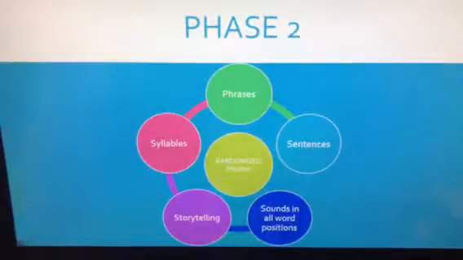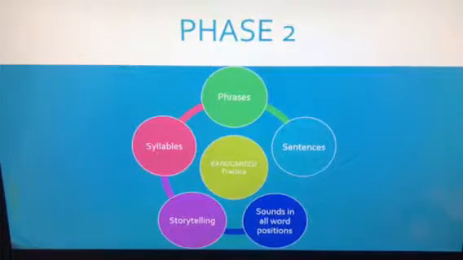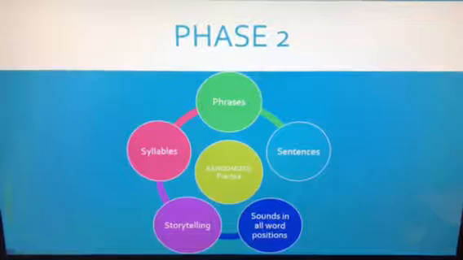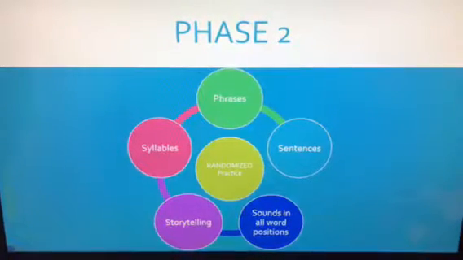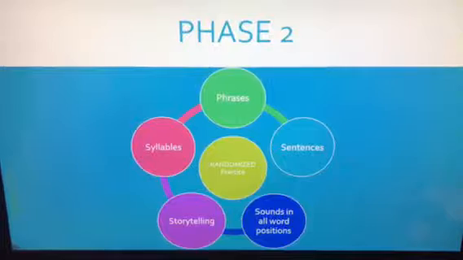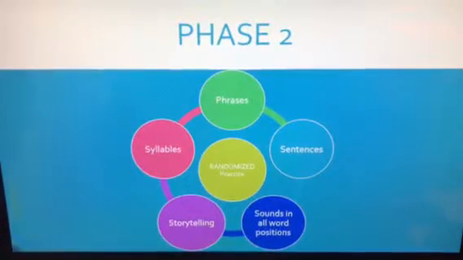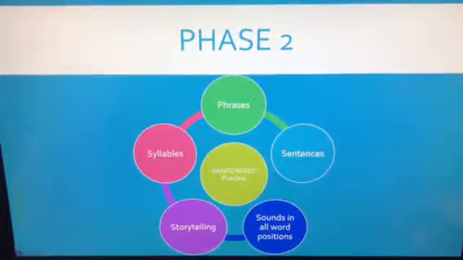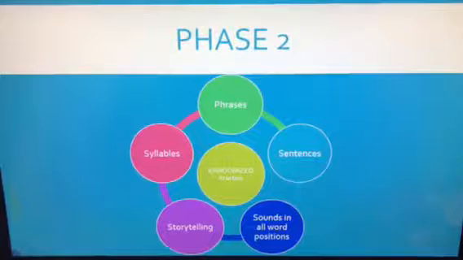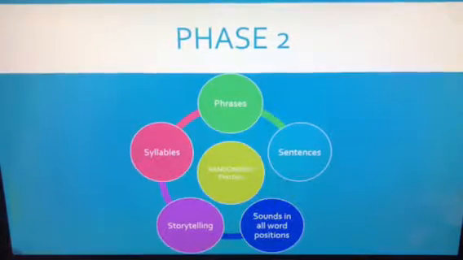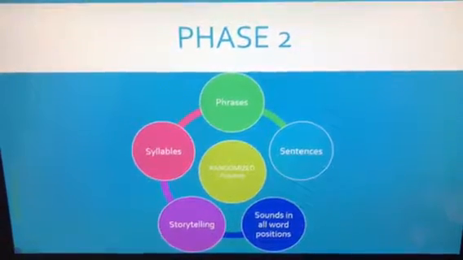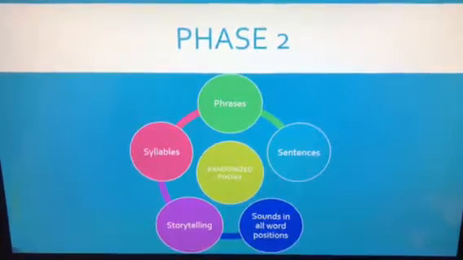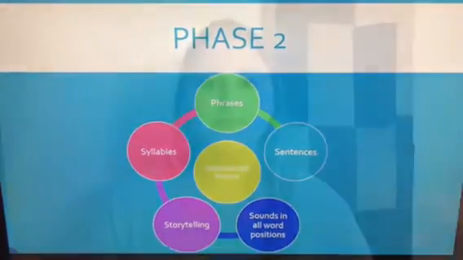Phase 2. This diagram represents phase 2. It's called a randomized variable practice. In this phase, the clinician is going to take the targeted sound and use it in all word positions, as well as in phrases, in sentences, in syllables, and even in storytelling. But again, during this phase, practice is random. It also can be imitative or non-imitative. And finally, at the end of the session, the clinician is going to use a simple conversation to probe for generalization and understanding whether they can continue to use the sound in non-treated words.